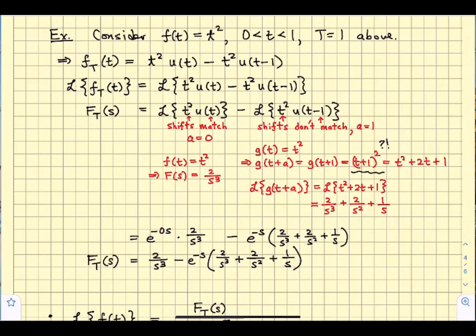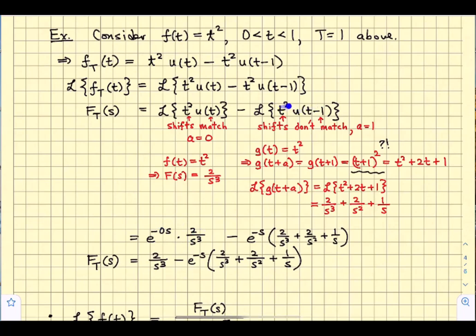So here we identify what our little f of t is. Our little f of t here is t squared. Our big F of s, we just Laplace transform this. We get 2 over s cubed. And when we go to do this, since there's no shift, there's not really much to do here. We get this.